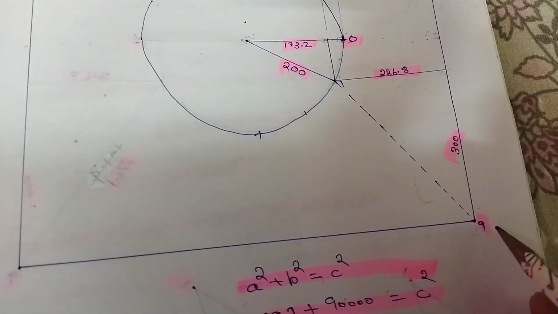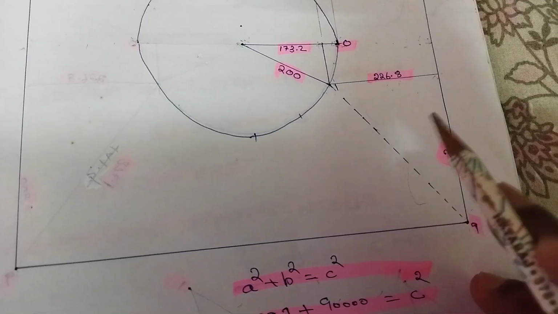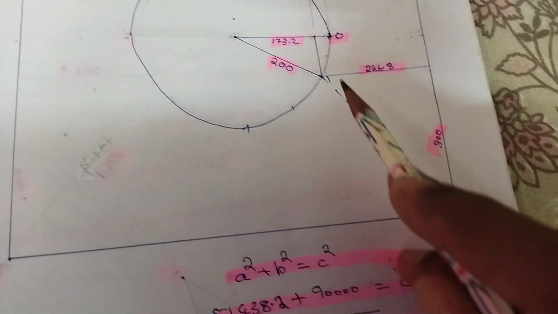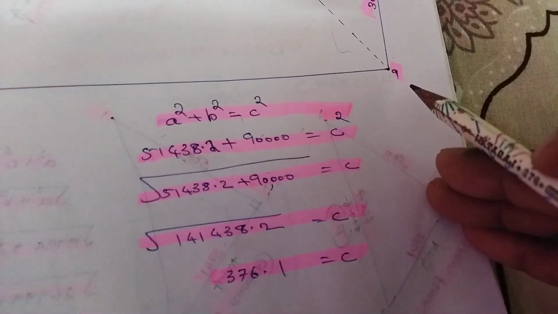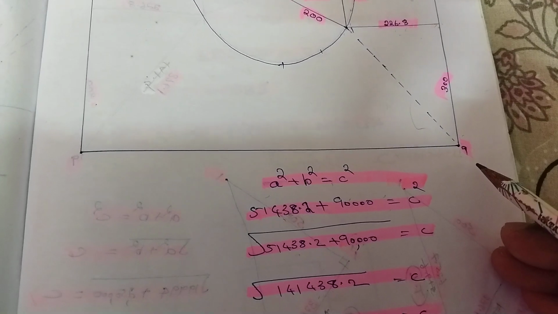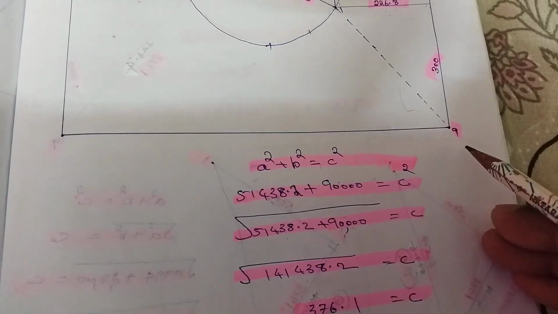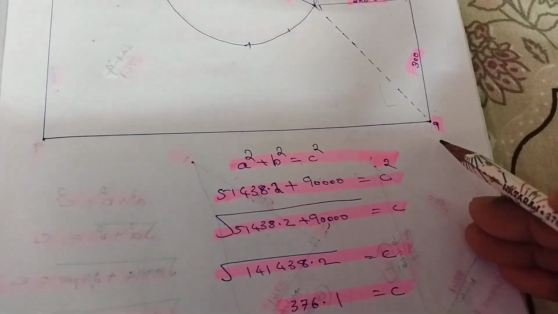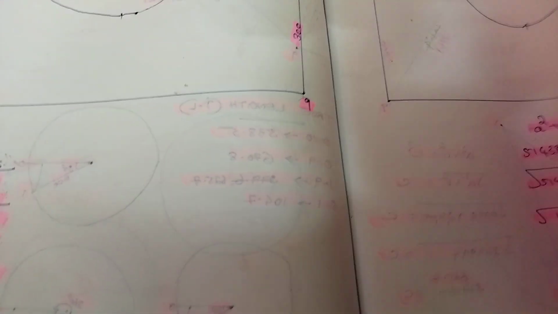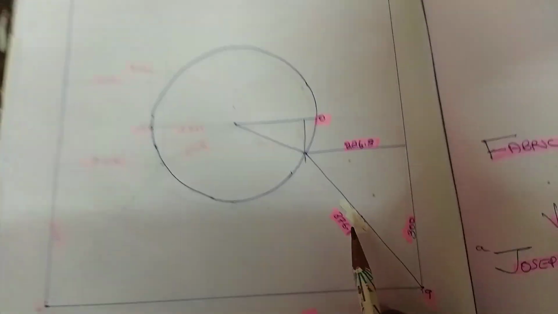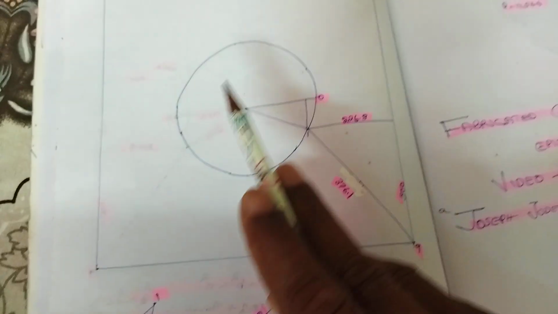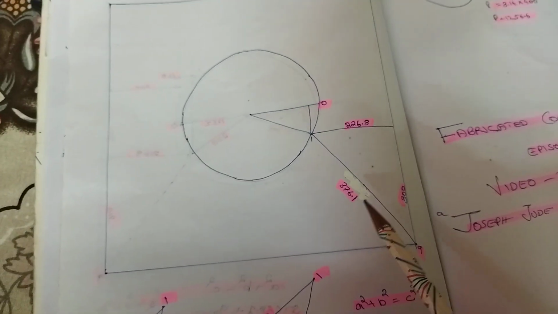That is the visible length from plan only. That is the true length. For finding out the true length, 376.1 square plus vertical height square. Vertical height is 500. So we shall use that formula. In plan, we got 376.1.